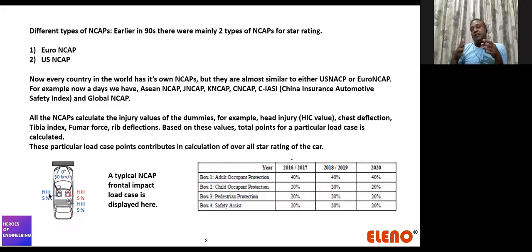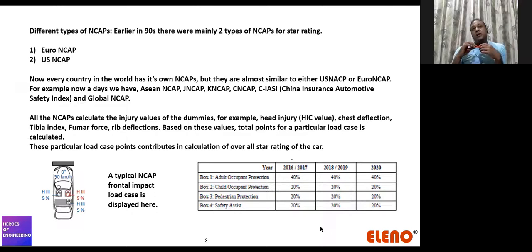Frontal impact is divided into different subcategories also, like offset deformable barrier test, and now a new crash has come in Euro NCAP that is called the MPDB test. I am going to show it on the next slide. So frontal impact has been divided into different subcategories. The next test is called the side impact. Side impact is divided into two categories called the barrier test and the pole test.